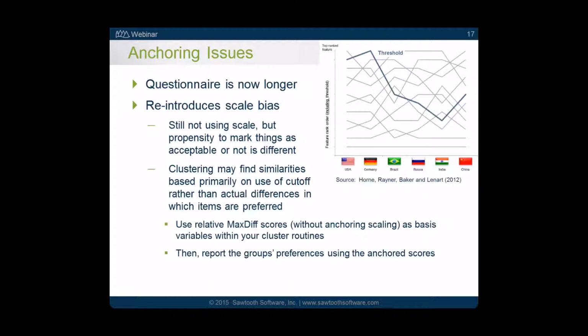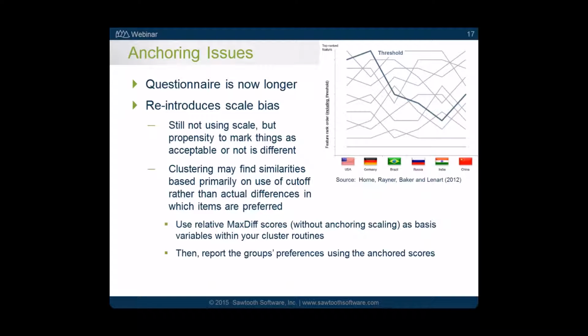The anchor in Germany was so high that none of the items were above the threshold. All of them had negative coefficients. They were all bad. Whereas for India, almost everything was good. Everything was above the threshold. So to some extent, we've reintroduced scale use bias in this. We still have the powerful discrimination because we're still forcing people to make choices, but the anchor is something that can change from one culture or one country to the next, or from one group of respondents to the next. So the scores aren't as absolute as we might have hoped.